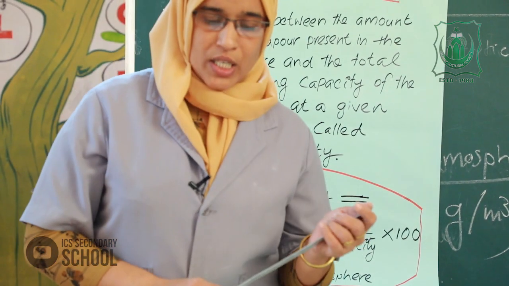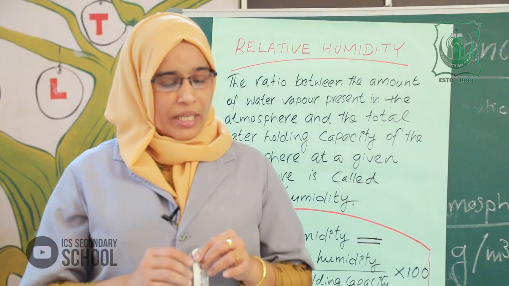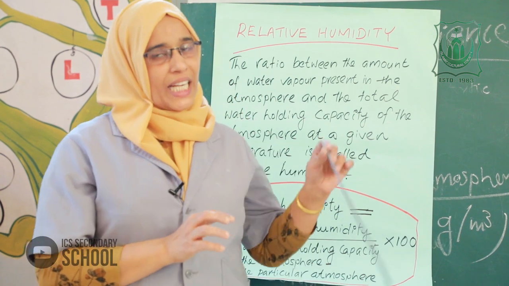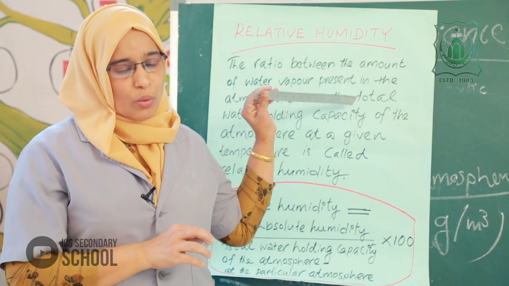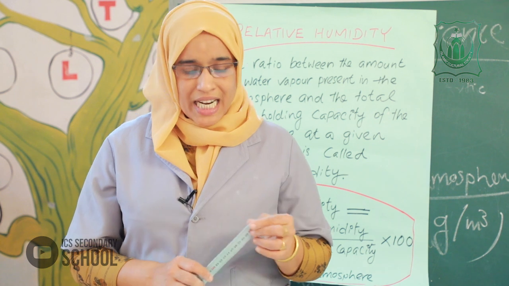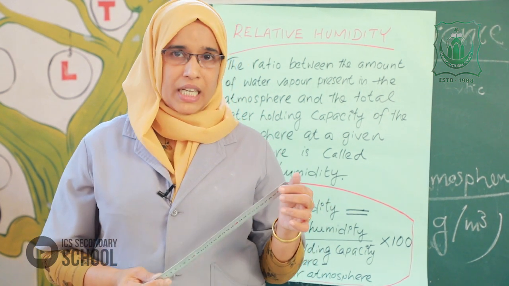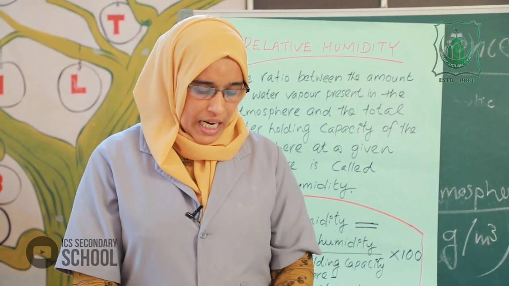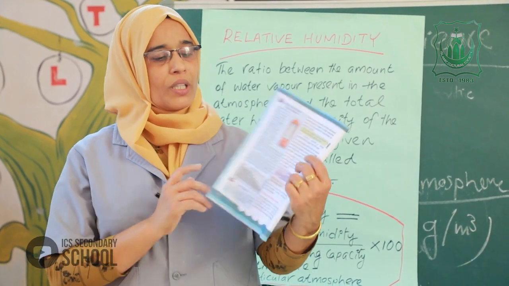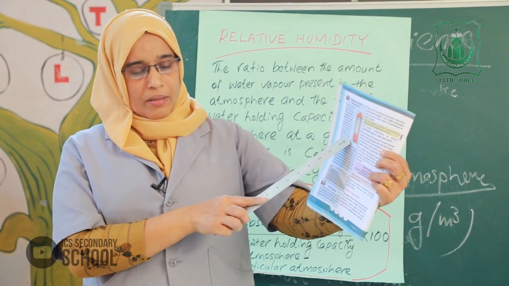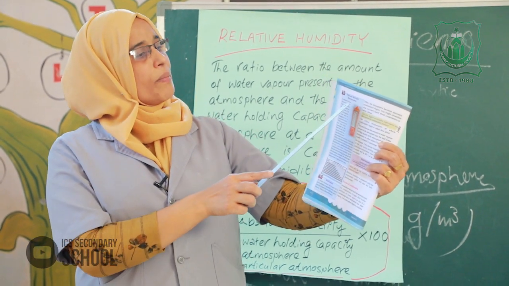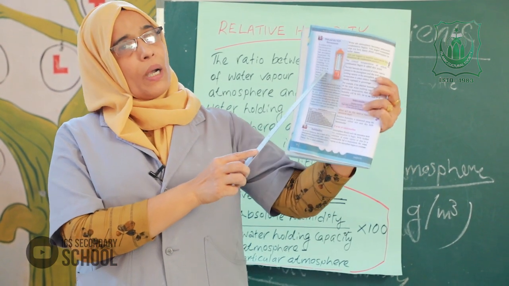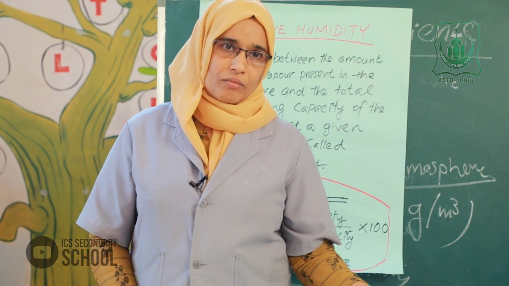Relative humidity is measured using an instrument called the wet and dry bulb thermometer. The instrument for measuring relative humidity is the wet and dry bulb thermometer. Okay, listen.